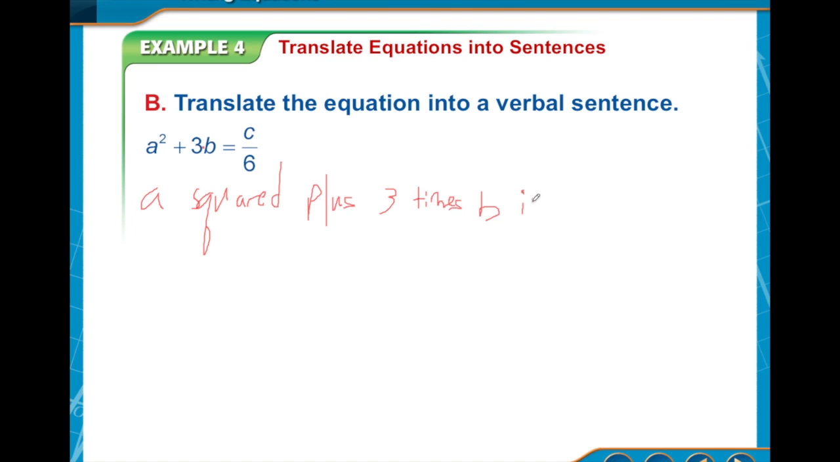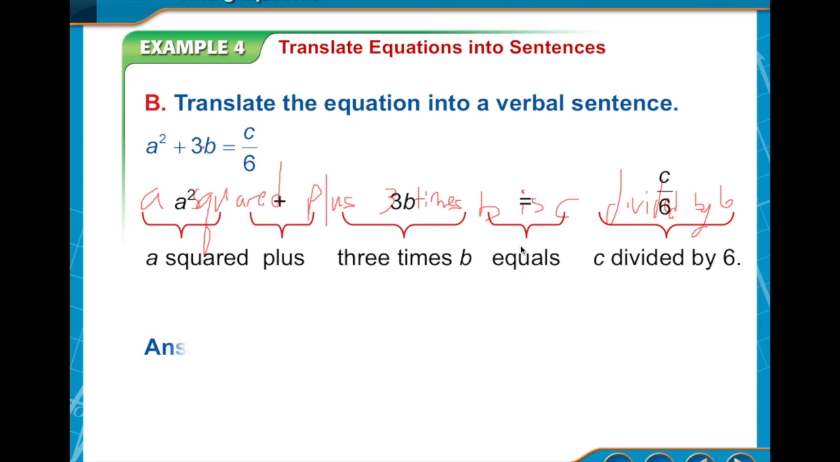So I'll say is. And here we see c divided by 6. We could say c divided by 6. We could say the quotient of c and 6. So I'll just say, to make it simple, is c divided by 6. There we have it. So something along these lines is what we need. A squared plus 3 times b is, and then we have c divided by 6.